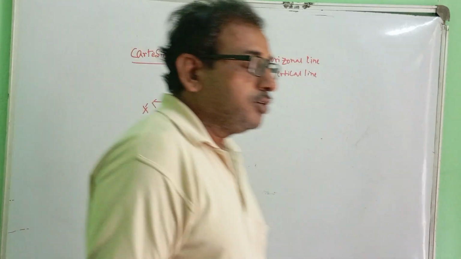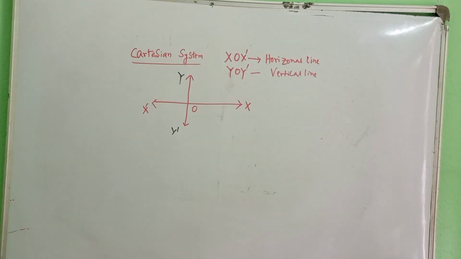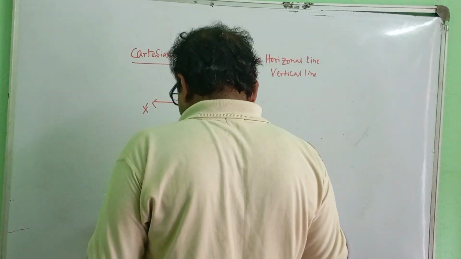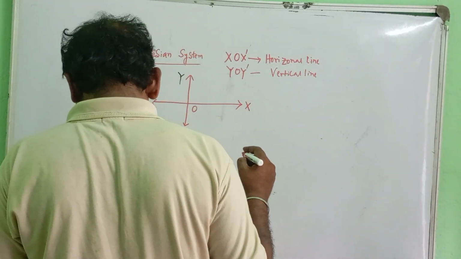Now X O X dash is also called the abscissa.